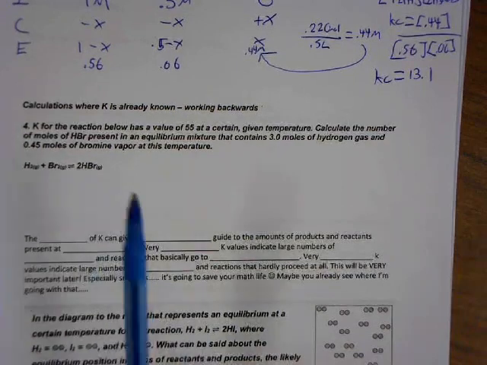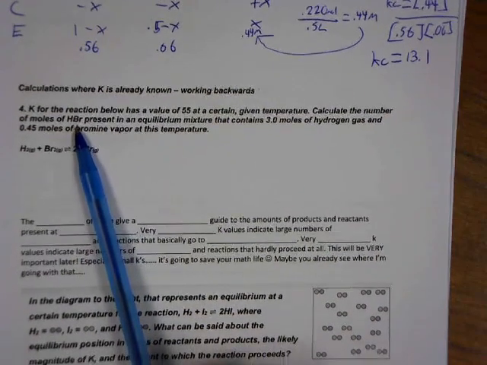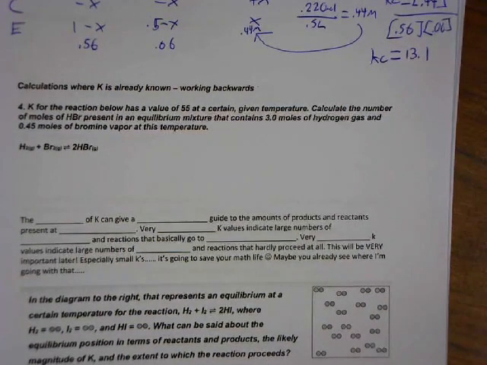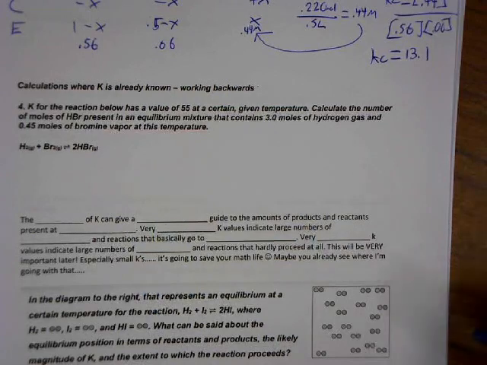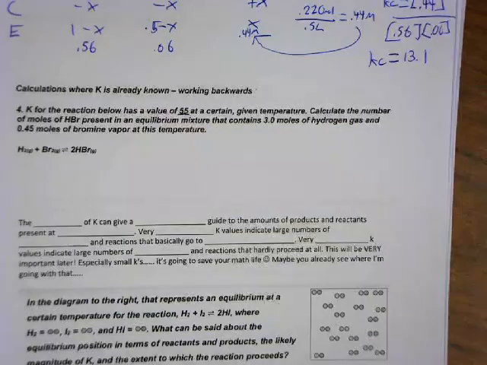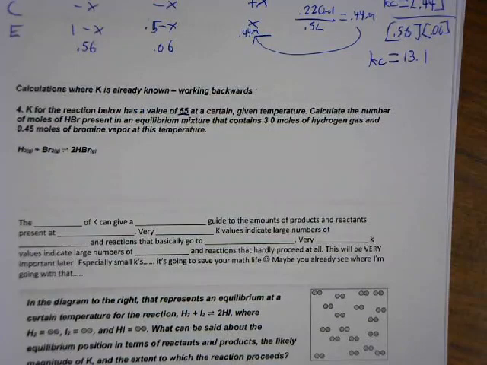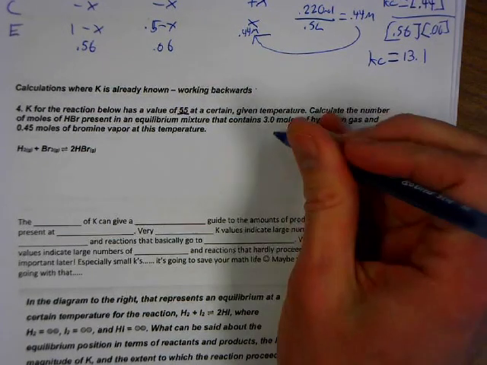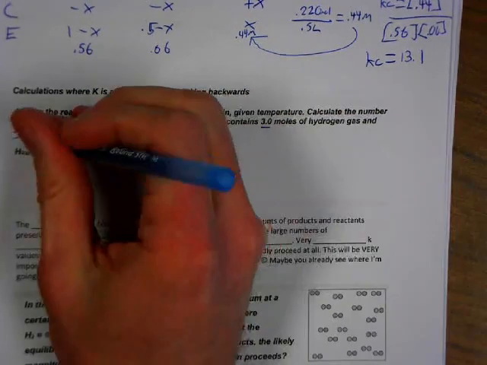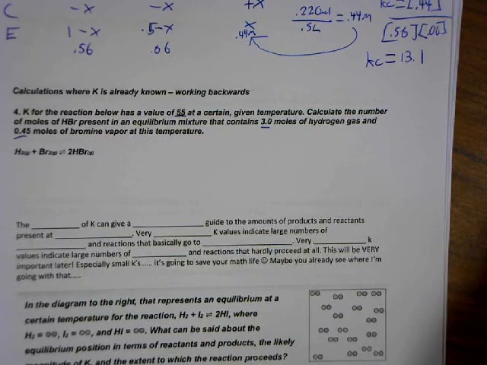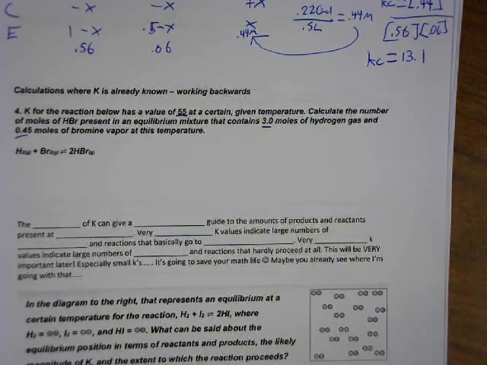Number 4, calculations where K is already known, working backwards. K for the reaction below has a value of 55. Remember, no units. At a certain given temperature, calculate the number of moles of HBr present in an equilibrium mixture that contains 3 moles of hydrogen gas and 0.45 moles of bromine vapor at this temperature. What's our first step going to be?